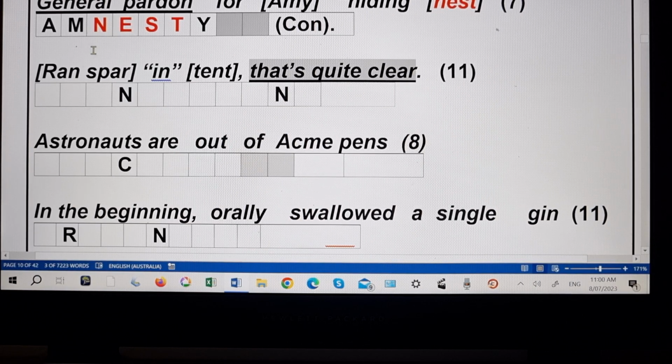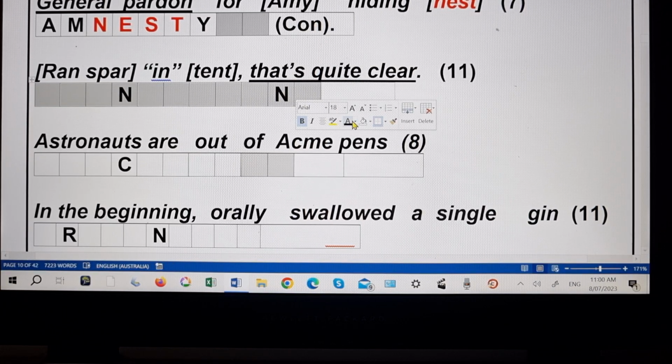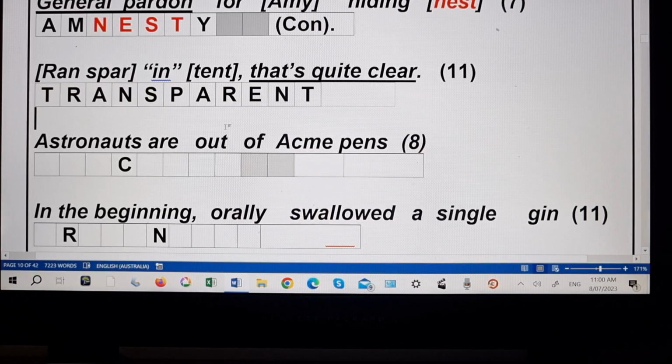So, Ren Spa in tent. That's quite clear. All right, well, let's look at the quite clear. If something's quite clear, what is it? Obvious? There's nothing to do with the ends, though, is it? Like maybe something physical that's quite clear. It's like a sheet of glass. It's quite clear. Oh, yes. If a sheet of glass is there, it's quite clear. What is the answer? It is transparent.